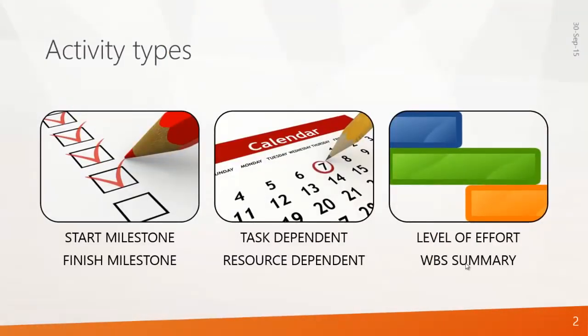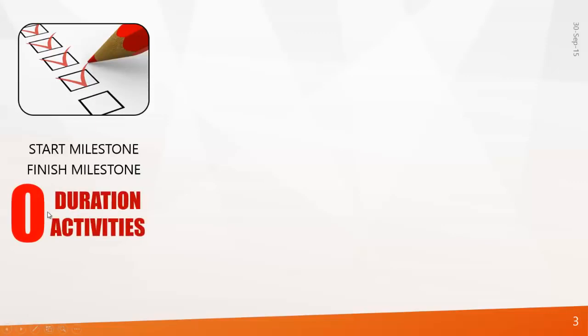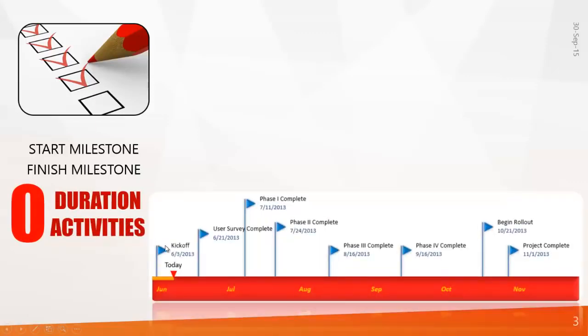First we have a look at start milestone and finish milestone. Milestones are events that occur in the project, or simply a zero duration activity. Look at this example. Kickoff is an event that denotes a start, so it's a start milestone activity. And user survey complete denotes a finish, so it's a finish milestone activity. The rest of the events you can see, phase 1 complete, phase 2 complete, are all finish milestone activities.